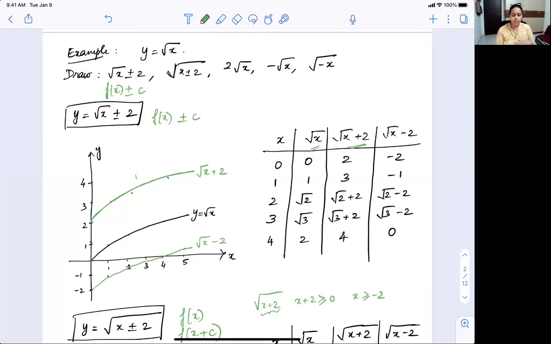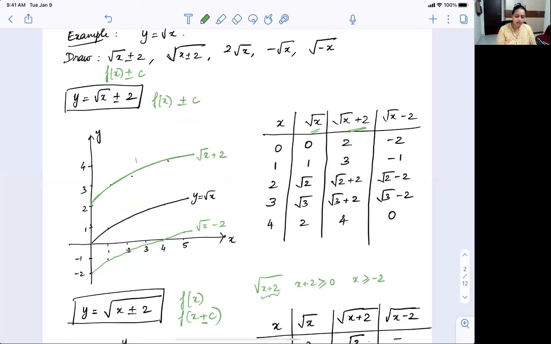And by a similar logic, root x minus 2 is just going to be 2 units less for every value of x. So instead of starting at 0, I start at minus 2, and I draw out this line. And that's the root x minus 2. Now, the rule for us to take away from here is if you add a constant or subtract a constant, you're going to move upwards or downwards by the amount of the constant. If the constant is positive, you move upwards. If the constant is negative, when you add a negative constant, which is another way of saying when you subtract a constant, you move downwards.